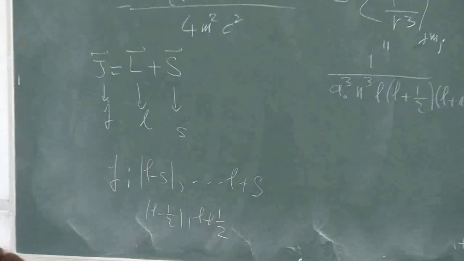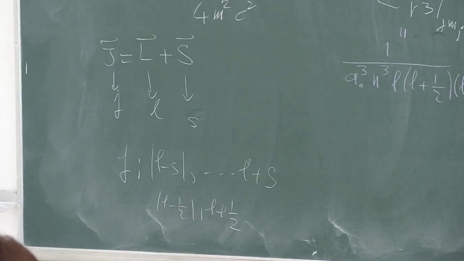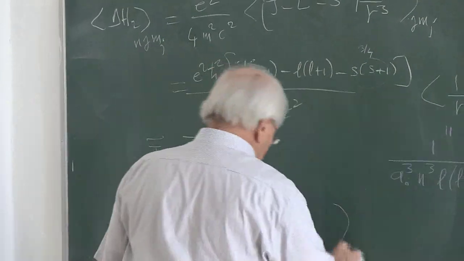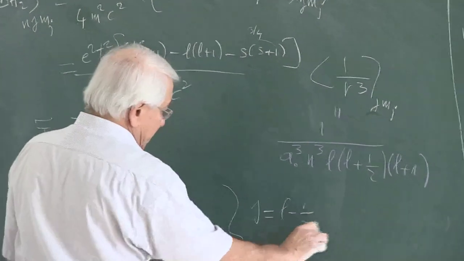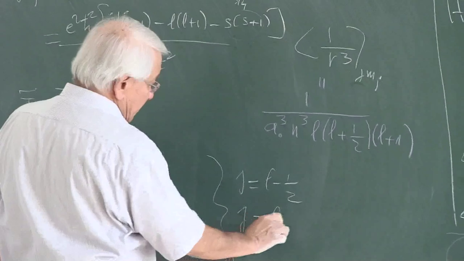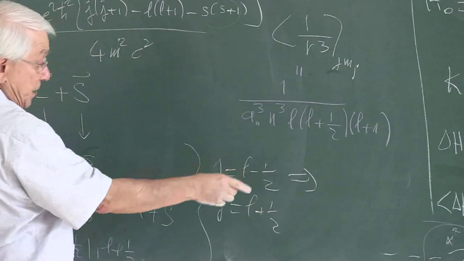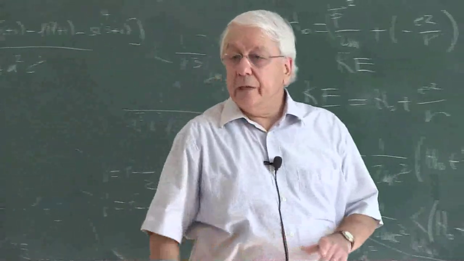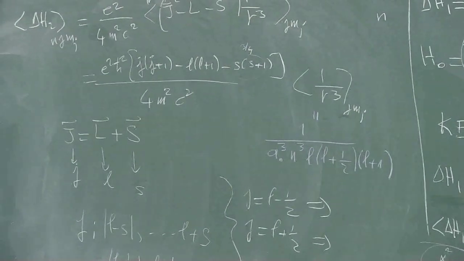In one case, J is equal to L plus a half. In the other case, J is L minus a half. So we have to discuss this prefactor accordingly. So you have one possible case, L minus a half. The other is L plus a half. We have to reduce the prefactor for this case and for that case separately and write the results accordingly. And that is going to be the starting point of our lecture next week. So I stop in here.